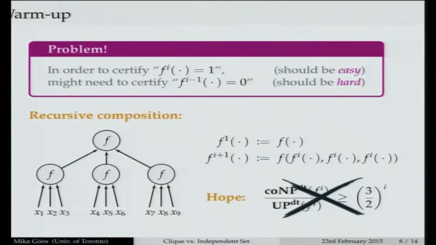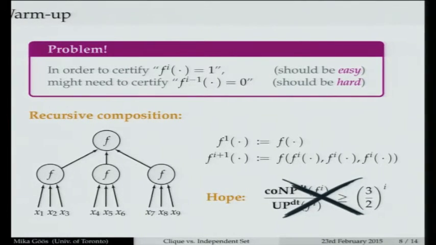So, intuitively this is because, suppose I want to certify that the top gate here outputs a 1. So this is supposed to be easy, right? Easy to certify ones. But maybe a certificate for the top gate outputting a 1 needs to certify that some of the inputs to f are zeros. So the only way of then certifying a 1 would be to recursively certify that some of these f's are outputting zeros. But inductively this is supposed to be hard. It's supposed to be hard to certify that an output is 0. So this is kind of intuitively why this is difficult.